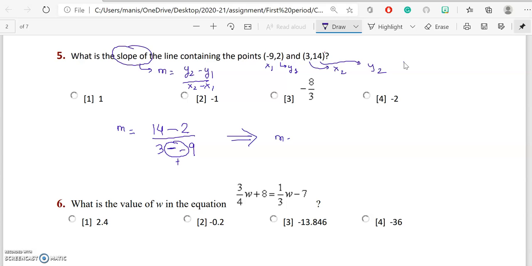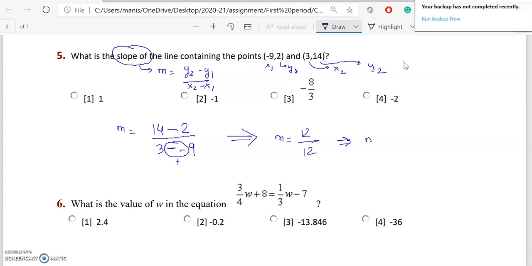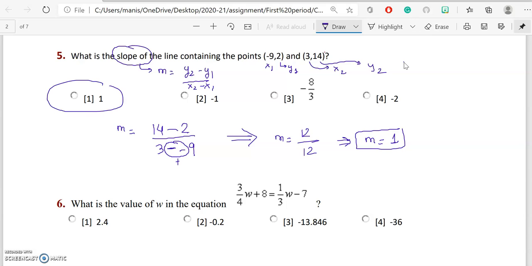So the next step will look like this. M is equal to 14 minus 2 is 12, and 3 minus this will give me 12. As you all know, 12 and 12 can be divided, and my answer will be 1. Upon looking at the answer choices, this is the correct choice for this question.